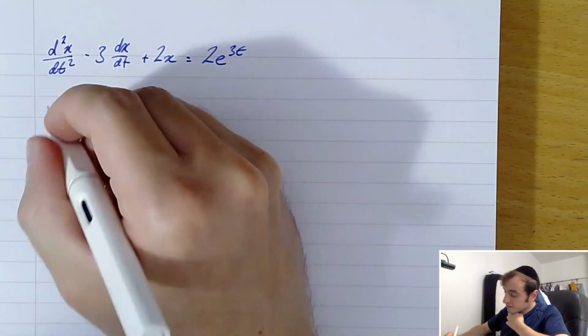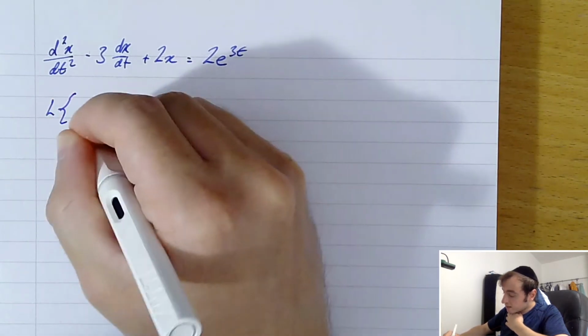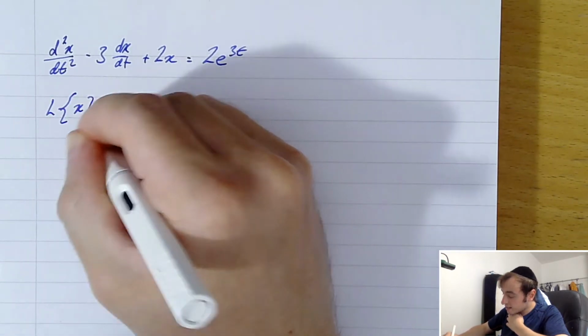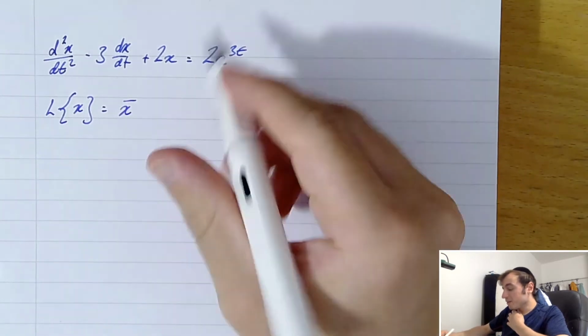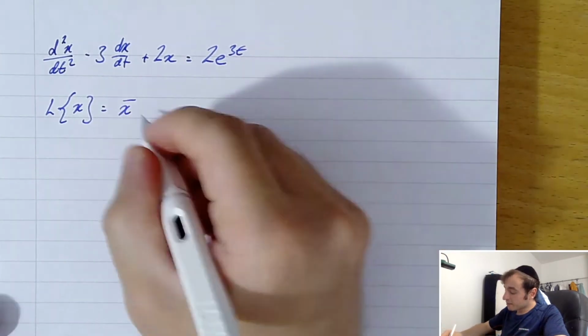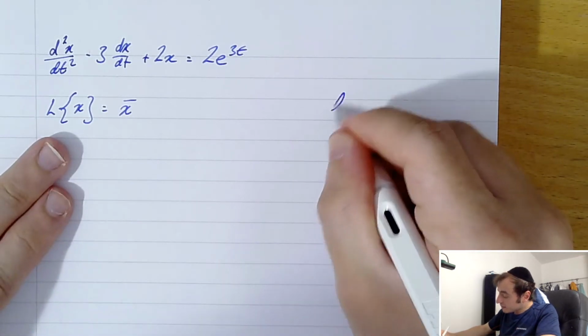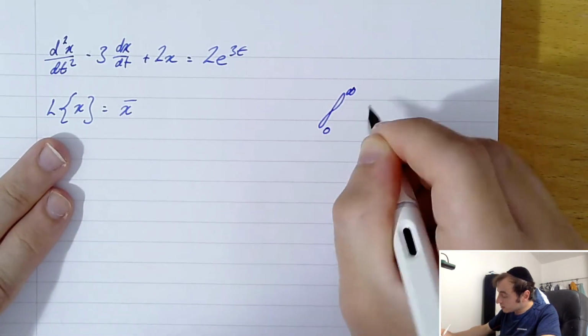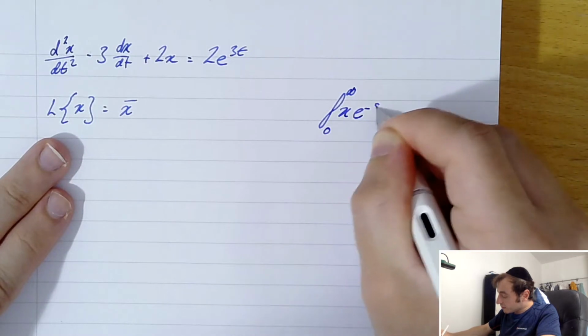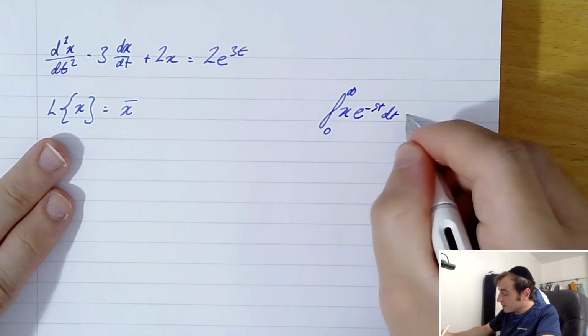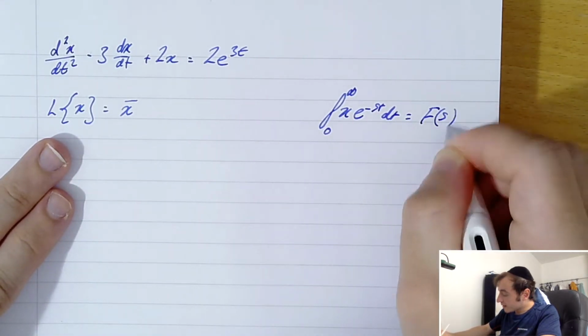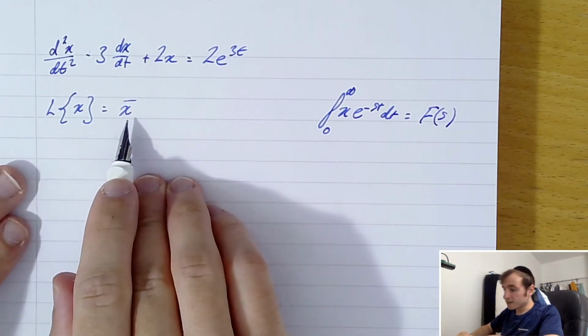So first things first, let's get our definition. The Laplace transform of x, we're going to call that x bar. And remember, this is really saying that the Laplace transform of x is a semi-infinite integral of x e to the minus st dt, which we can also abbreviate to f of s. We're just using that as our abbreviation here.